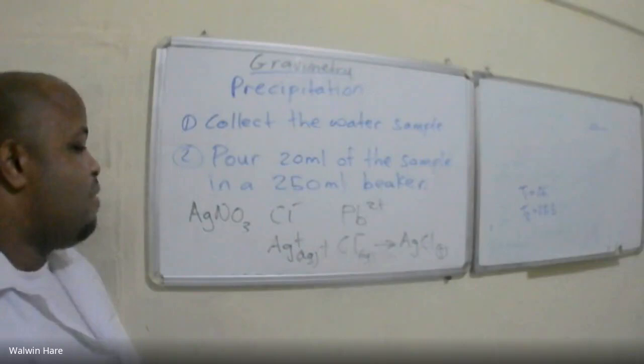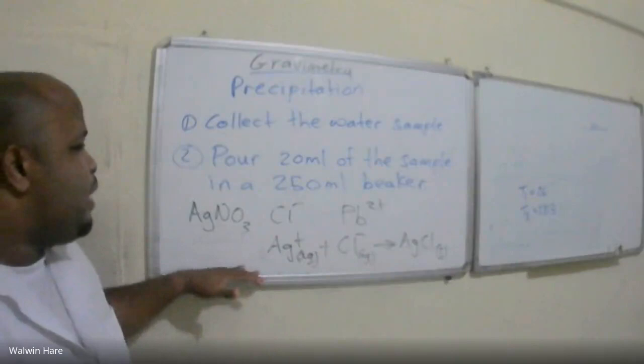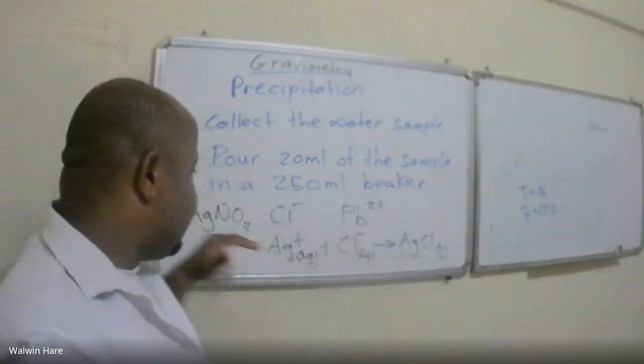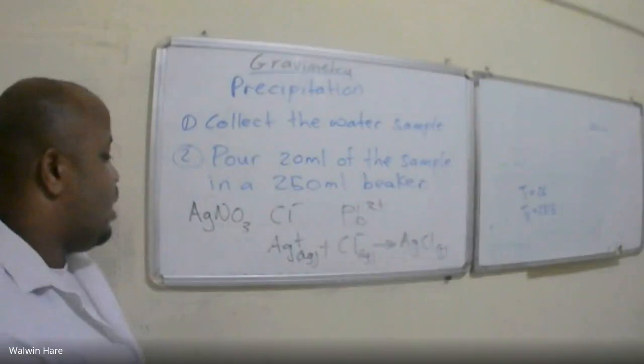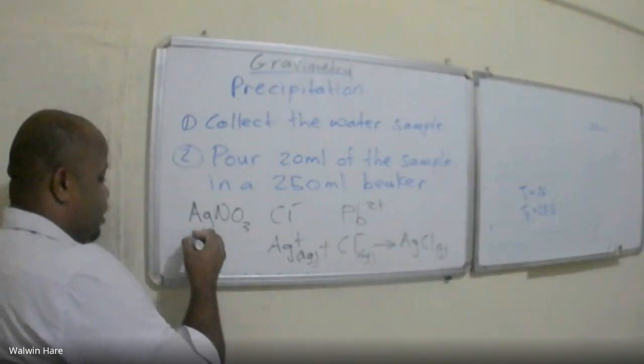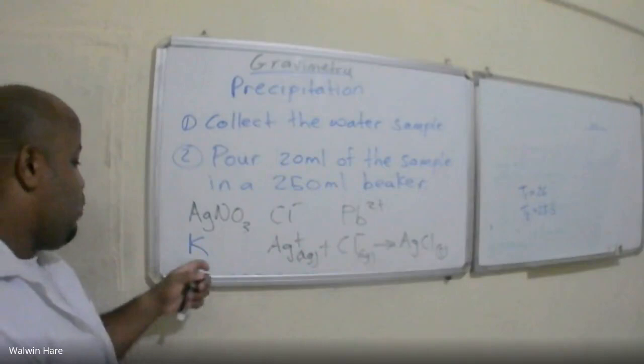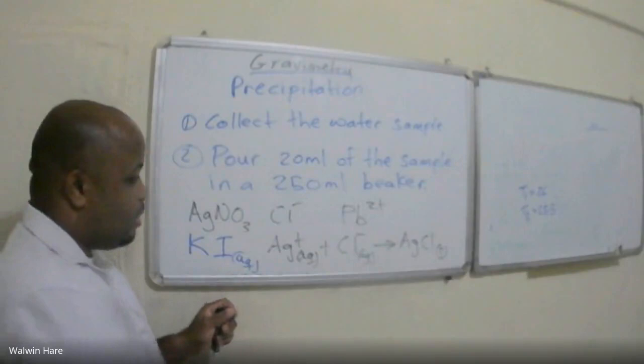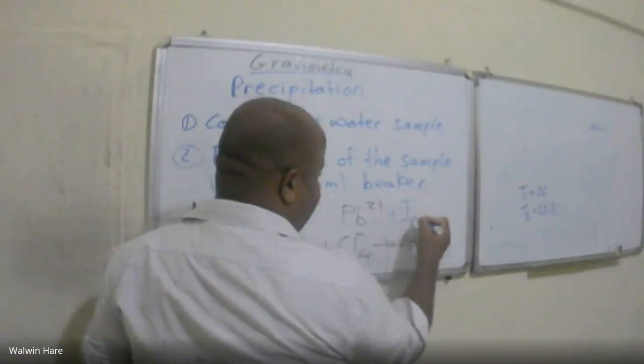Now in most questions, they would have already given you the precipitating reagent. The precipitating reagent here would have been silver nitrate, whatever you add to this sample to get your precipitate. For lead, you could use potassium iodide. Any metal in group one will give you a soluble salt. So potassium iodide is soluble, right? However, once you put it in the sample, the lead ion will combine with the iodide ion, and you will get a precipitate of lead iodide.